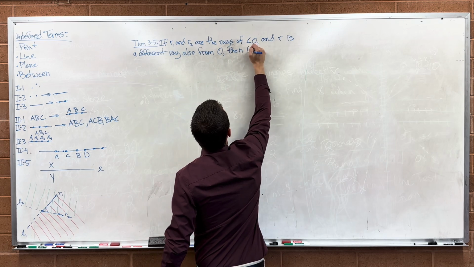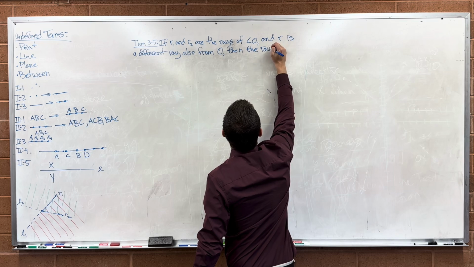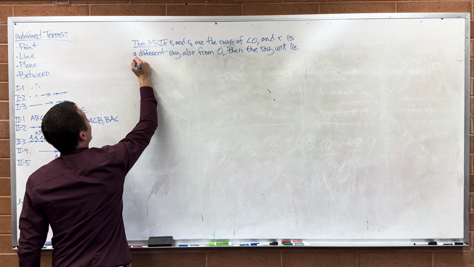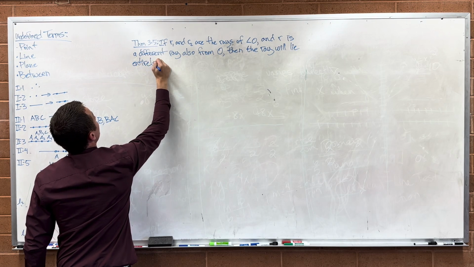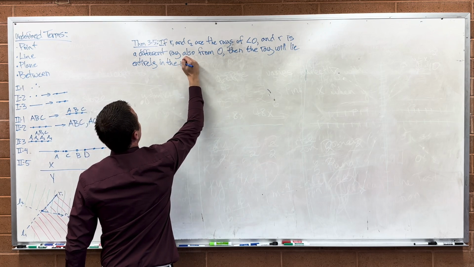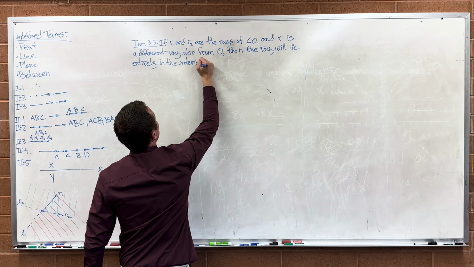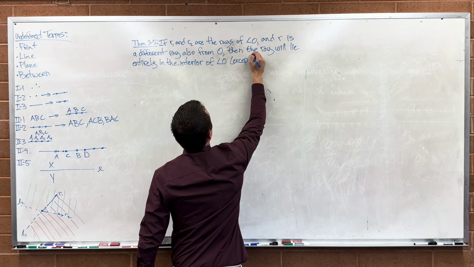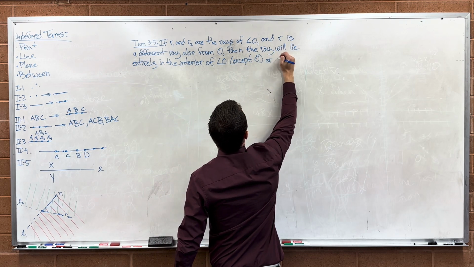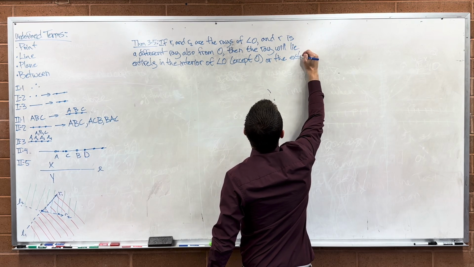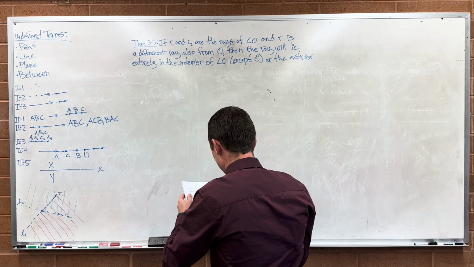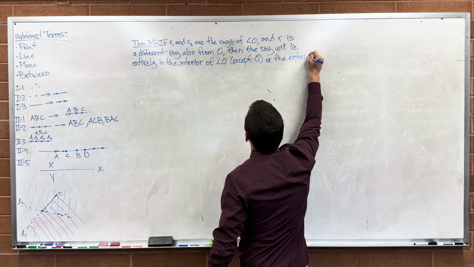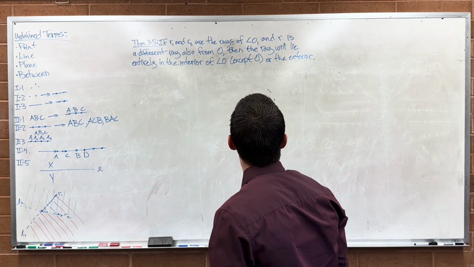What does it mean different ray from O? So O is the point, not a ray. O is an angle. Then the ray will lie entirely in the interior of angle O, except the point O itself, or the exterior.